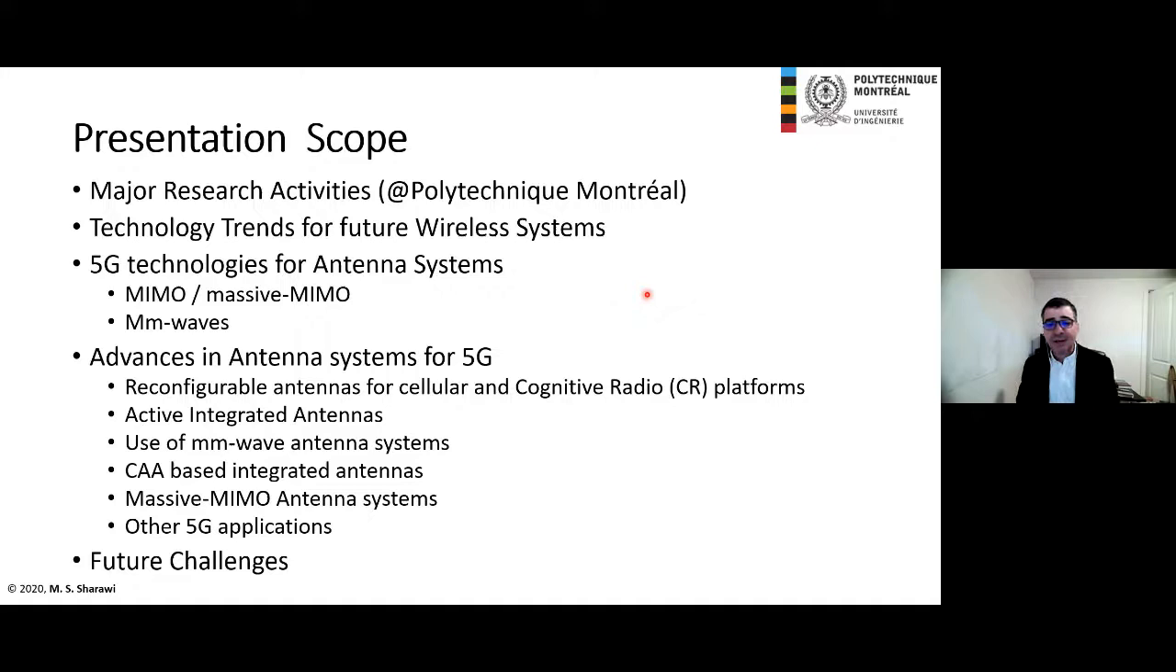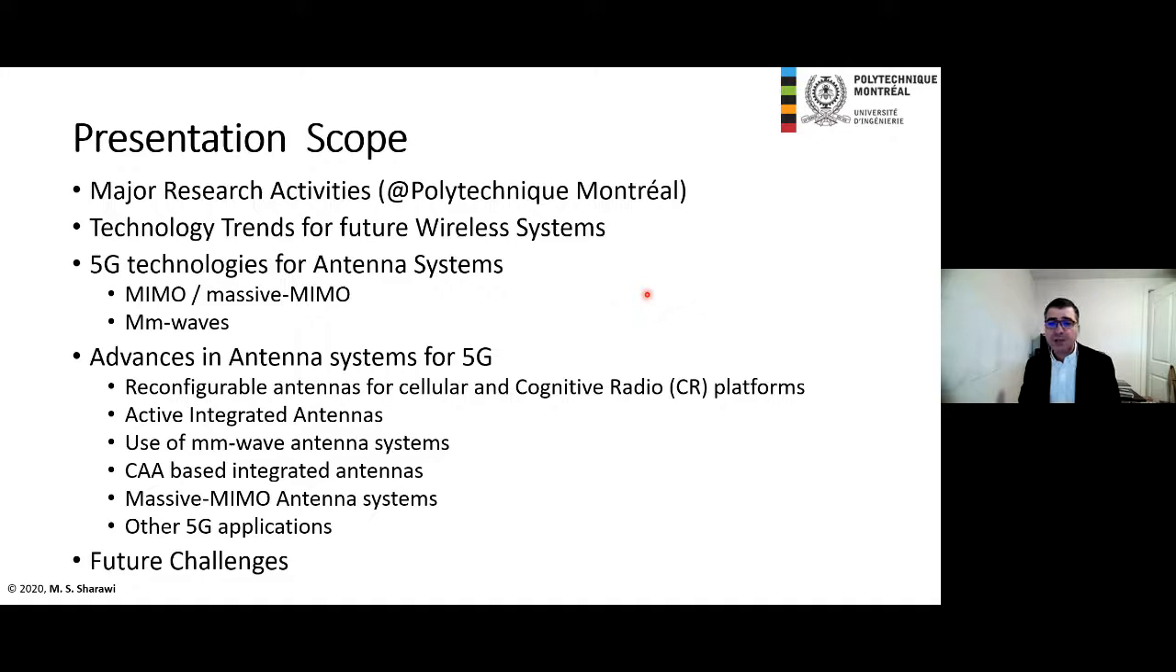Then I'm going to go over some of the needs, features and technology trends that are expected from 5G and future wireless systems. Then I'm going to focus on the antenna systems themselves, especially for 5G. There are two major technologies that are going to make 5G a reality from an antenna point of view. These two main technologies are multiple-input multiple-output systems, within which we will talk a little bit about massive MIMO, as well as millimeter wave technology, which is basically focusing on higher frequency bands to get to higher bandwidths.